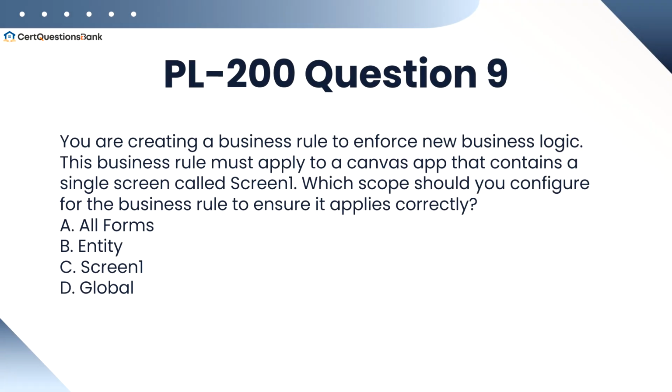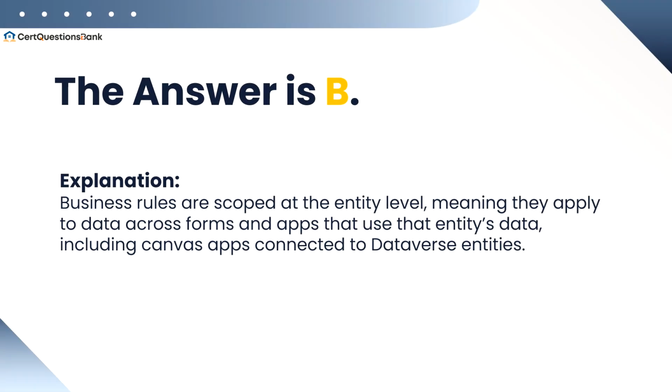You are creating a business rule to enforce new business logic. This business rule must apply to a Canvas app that contains a single screen called Screen 1. Which scope should you configure for the business rule to ensure it applies correctly? A. All forms. B. Entity. C. Screen 1. D. Global. The answer is B.